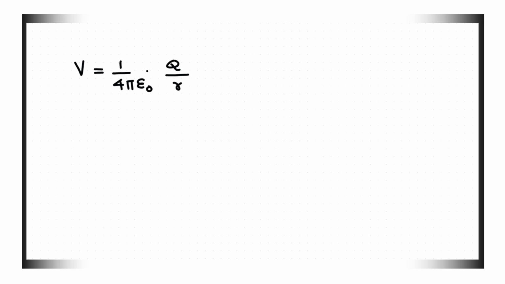In the last class, we learned that the potential due to a point charge is 1 by 4 pi epsilon 0 q divided by r. And in the last chapter, we learned that the electric field is equal to 1 by 4 pi epsilon 0 q divided by r square. Okay, so let's see if we have a positive q and a positive q.